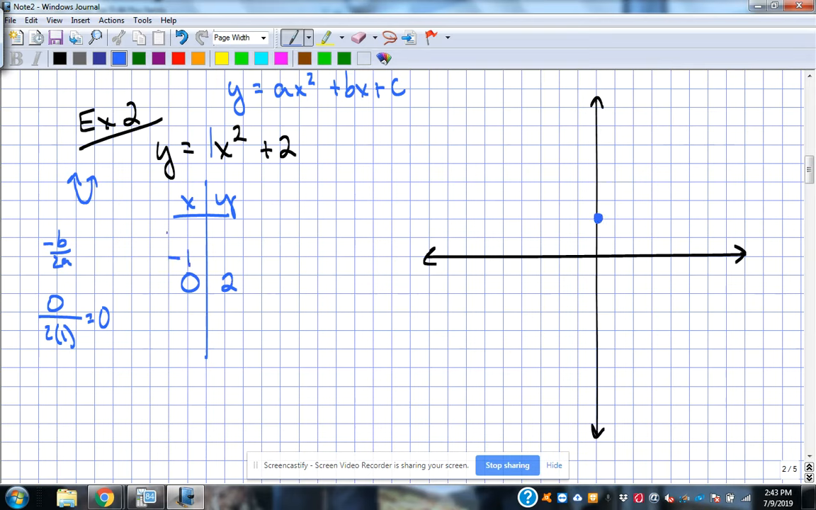And then I would pick x values to the left and to the right of that vertex. So -1 plugged in, -1 squared is 1 plus 2 is 3. -2 plugged in would be 4 plus 2, which is 6. 1 plugged in would be 3. 2 plugged in would be 6. So -1, 3. -2, 6. Same thing on the other side. And there we have the parabola, x squared plus 2.